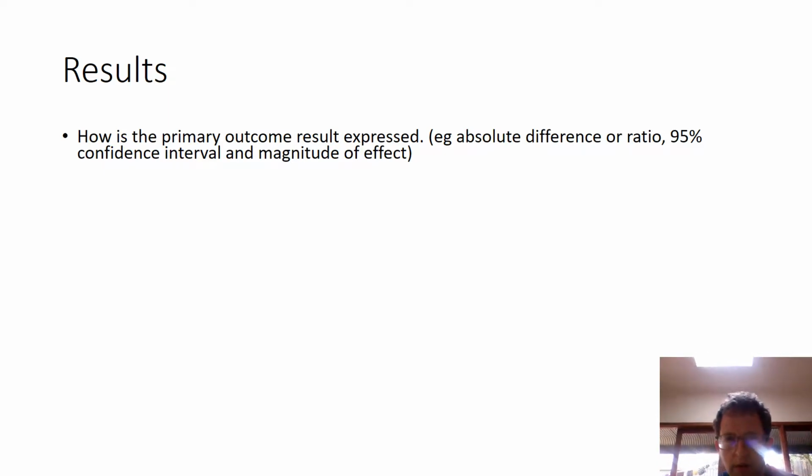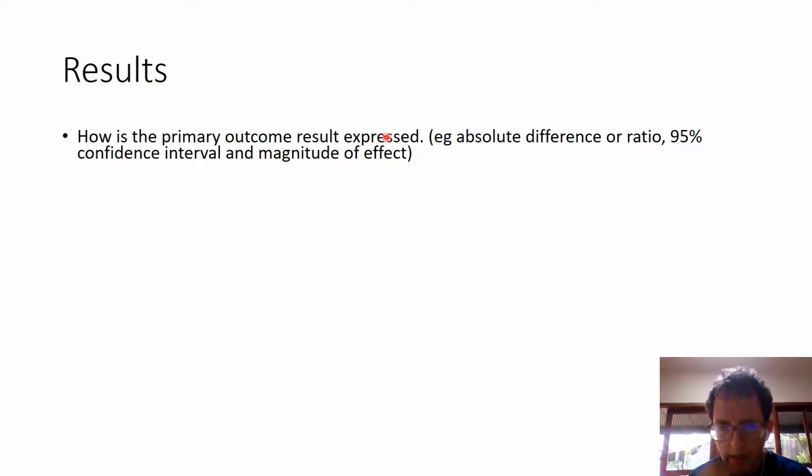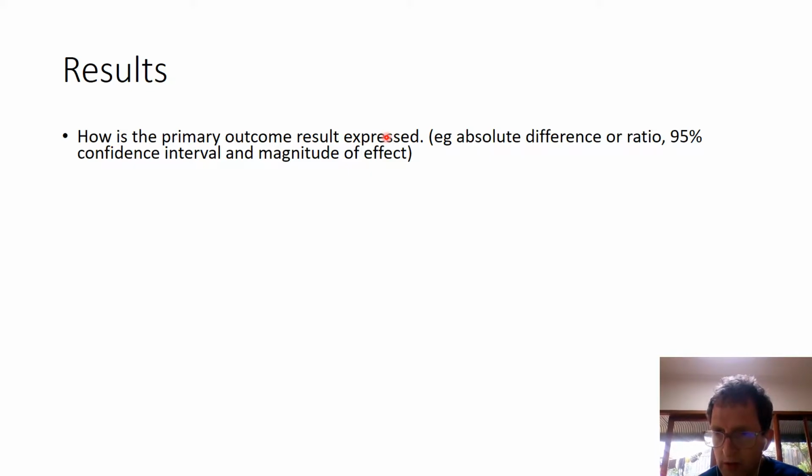So the first thing I do is I look at the primary outcome and decide what is it expressed as. Is it a difference or is it a ratio? So an absolute difference or a ratio. I look at the 95 percent confidence interval, which gives me an idea of the precision of the result I'm seeing, and then look at what the magnitude of the result is.